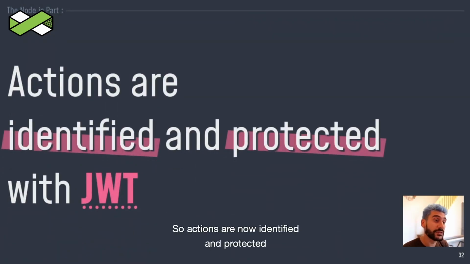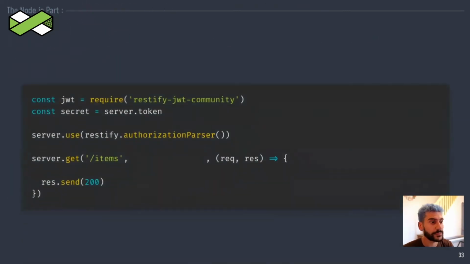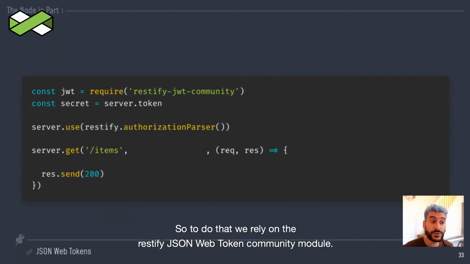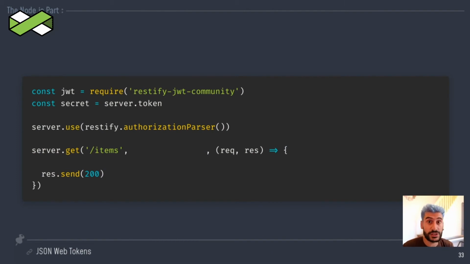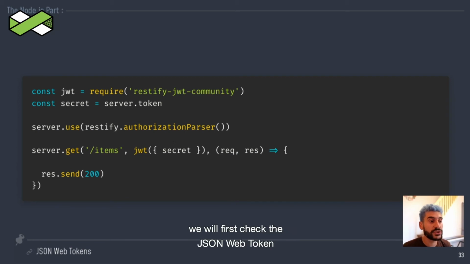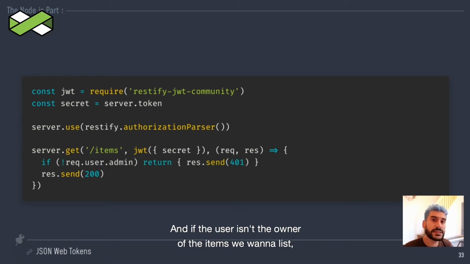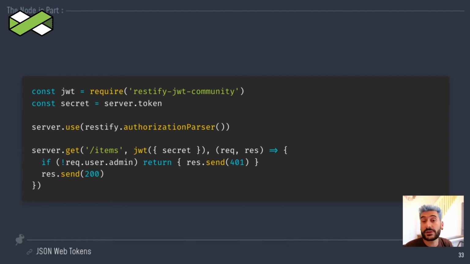So actions are now identified and protected with JSON Web Token. To do that, we rely on the Restify JSON Web Token community module. It's another middleware. We have an authorization parser, and each time we want to get a list of items, we will first check the JSON Web Token using the server secret token. And if the user is not the owner of the items we want to list, we just return an error. Otherwise, we can return the list.